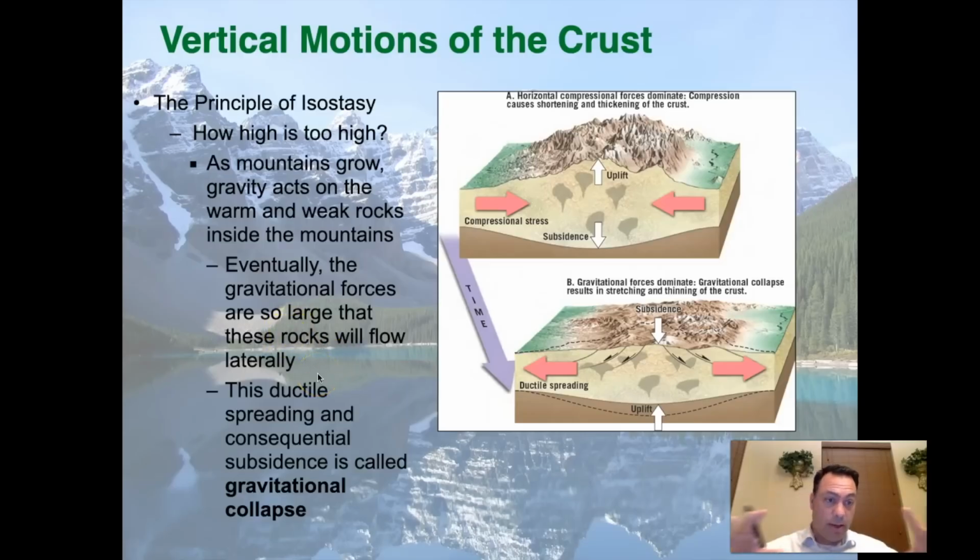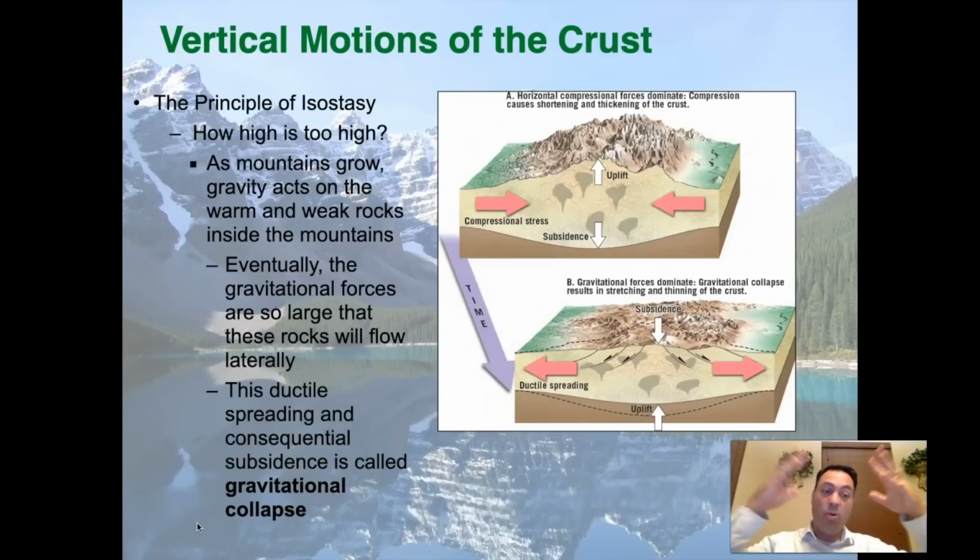And if that happens, the gravitational forces will get so large that the rocks will actually flow laterally out. So imagine we have compressional stress coming from both sides on this diagram. We have uplift and subsidence, and then over time these faults will develop. The mountain is built up high, but the base of it doesn't have the strength to hold it the way the hard, brittle crustal rocks can at the top of the mountain. The ductile rocks will start to flow, form these normal faults, and you'll start seeing subsidence. This ductile spreading and consequential subsidence is referred to as gravitational collapse.